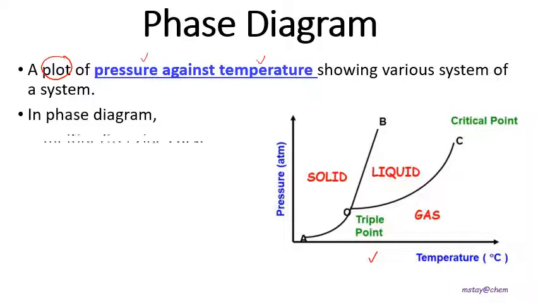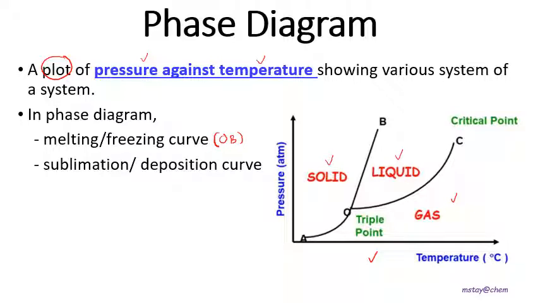In this phase diagram, we are able to identify the melting or freezing curve. As shown in the phase diagram here, from the left side is the solid phase, in the middle is liquid, and the right-hand side is the gas phase. The line that separates the solid and liquid phases is known as the melting or freezing curve. This is referred to as the OB line.